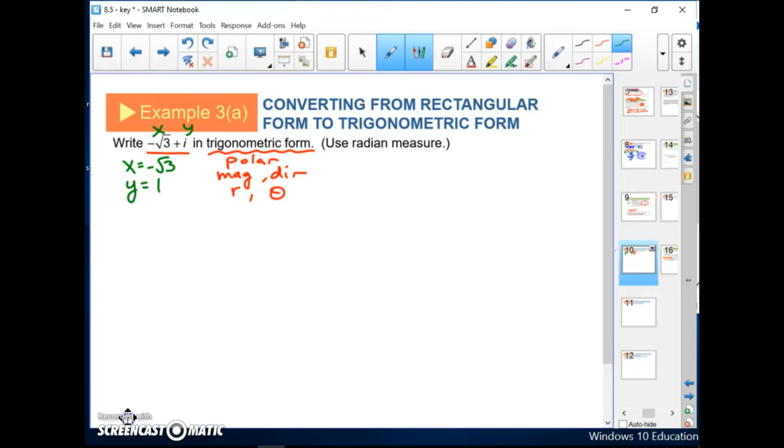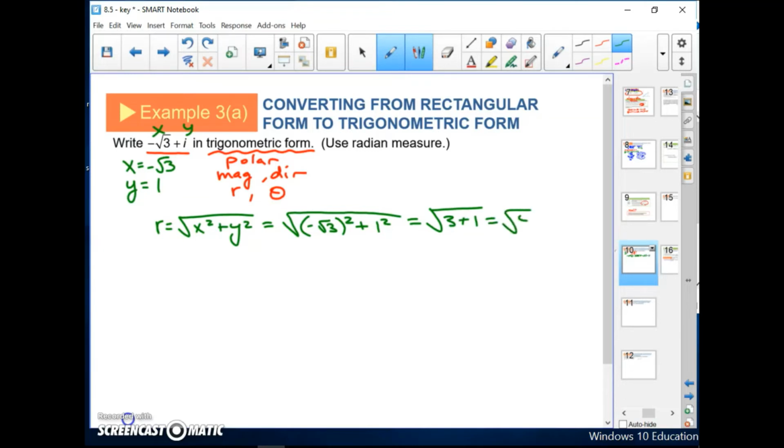We need to take those x and y and change them into the magnitude and direction. Okay? So your r, we know r equals the square root of x squared plus y squared. That's the magnitude. And so we're going to have a magnitude equal to the square root of negative square root of 3 squared plus 1 squared. Square root of 3 squared is 3. So we're going to have square root of 3 plus 1, square root of 4, that's 2. The magnitude is 2. The length of that vector is 2. That's what that's saying, right? Okay, so then let's find theta.